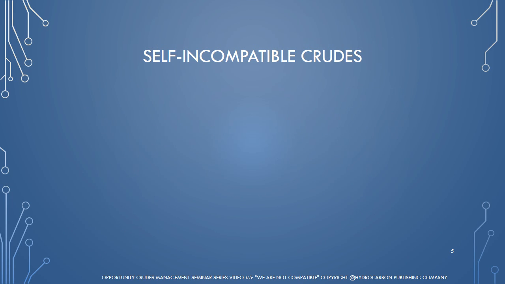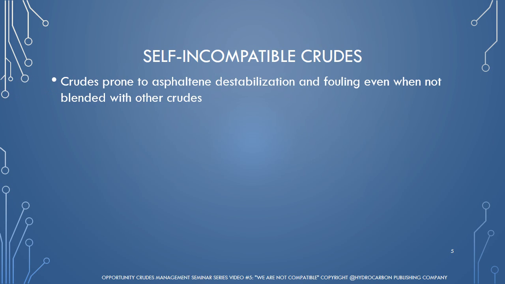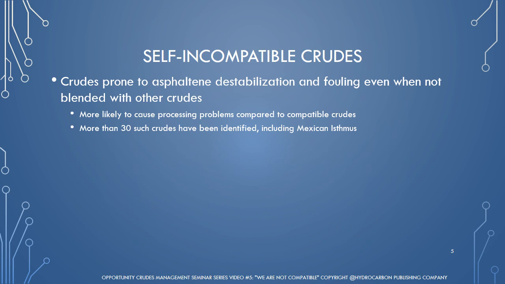Self-incompatible crudes are those that are prone to asphaltene destabilization and fouling even when not blended with other crudes. Such crudes are more likely to cause fouling and processing problems than compatible crudes. More than 30 such crudes have been identified, including Mexican Isthmus grade, even though it has been recommended that refiners generally avoid buying self-incompatible crudes.